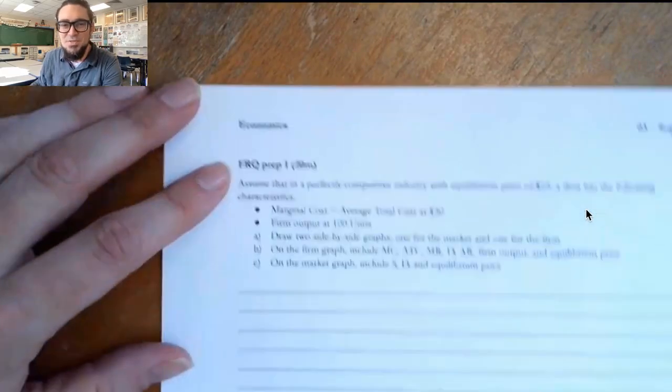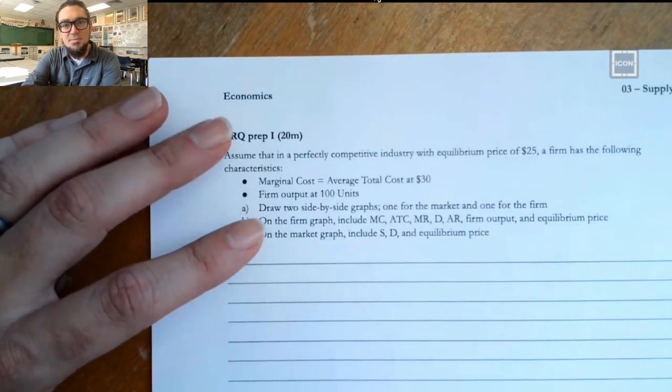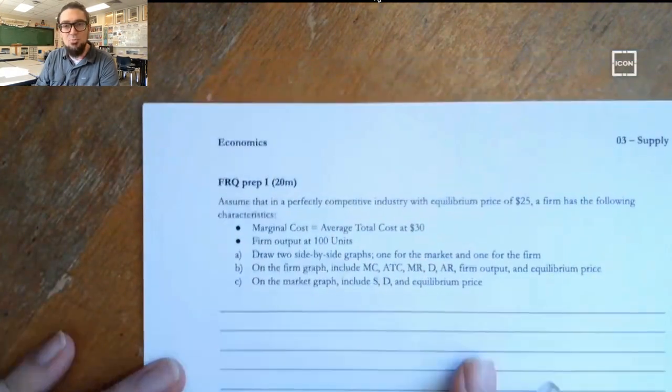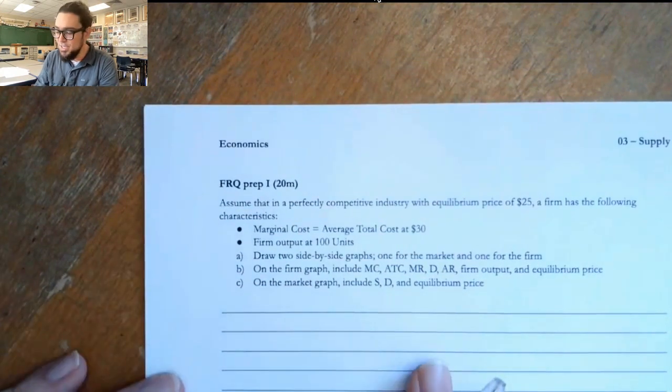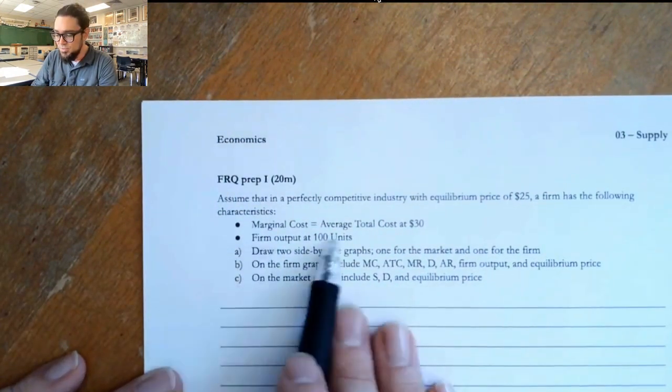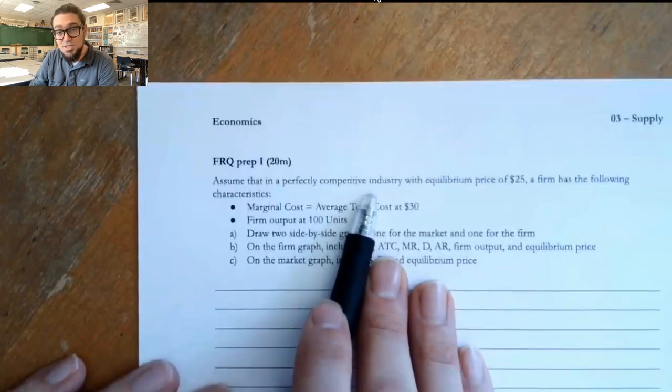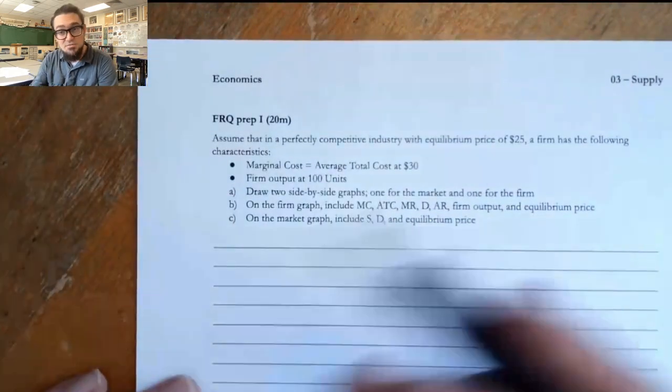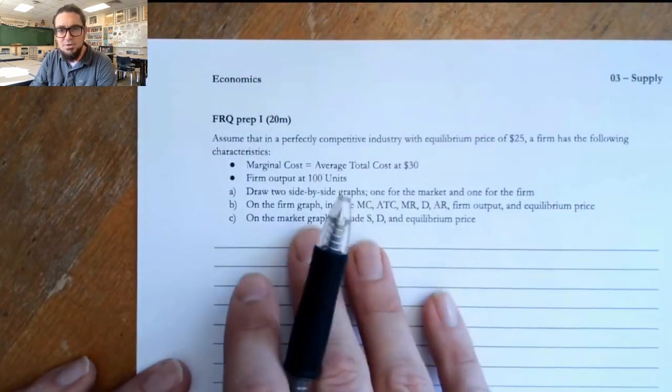Well, hi there. So in this video, we're going to take a look at basically the last of the two FRQ Prep problems that I have for you in this unit. And this first one just says that we're going to be assuming there's a perfectly competitive industry with an equilibrium price of 25, and that the firm has these following characteristics.